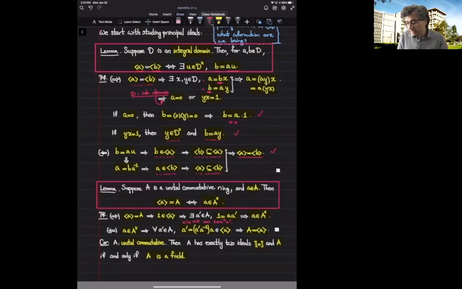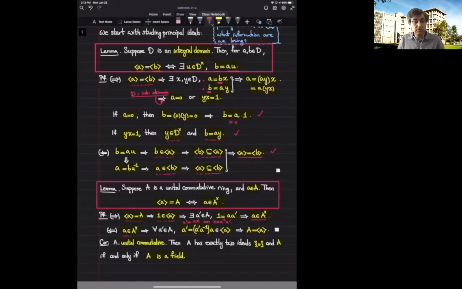Assuming that the ideal generated by A is the entire ring, that means in particular the identity belongs to this ideal, which means one is a multiple of A. And that's exactly the definition of being a unit. So we deduce that left implies right. Now let's go from right to left. Assume that A is a unit. I want to show that the ideal generated by A is the entire ring.